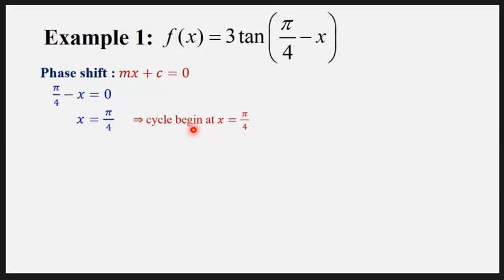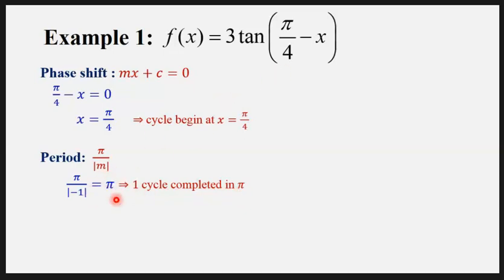Next, I would like to find the period for one cycle to complete. I will have π over modulus m, where m is the coefficient of x here. Once again, I want to remind you, for the case of tangent, the period is calculated using π. Just π, not 2π. By calculation, with m = −1 substituted inside, the resulting period is π.